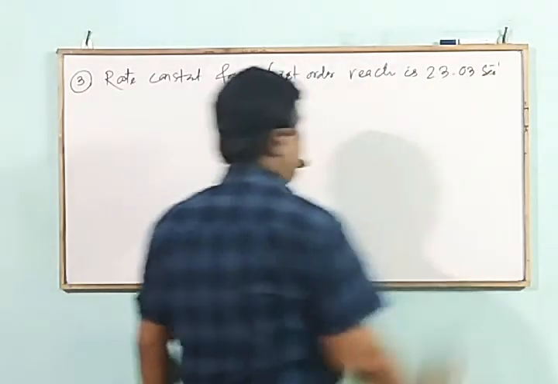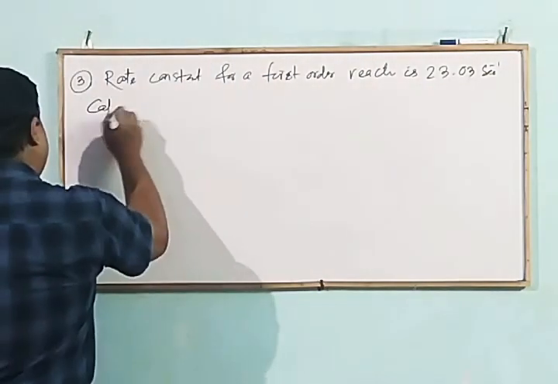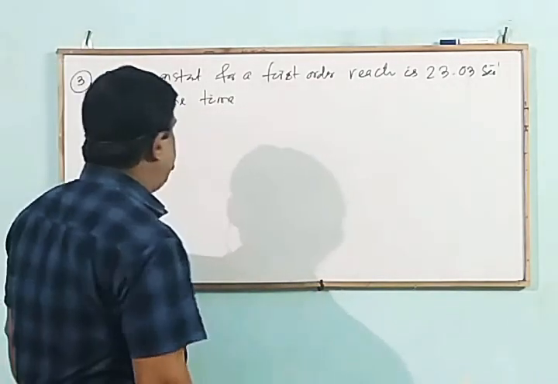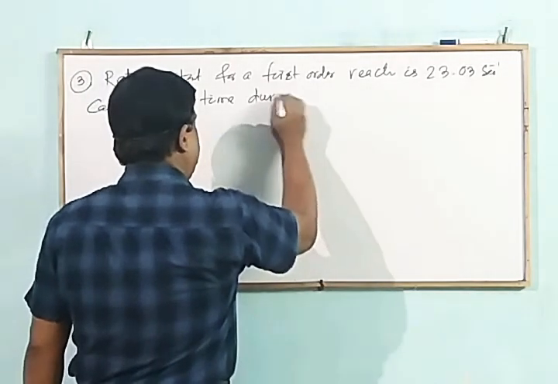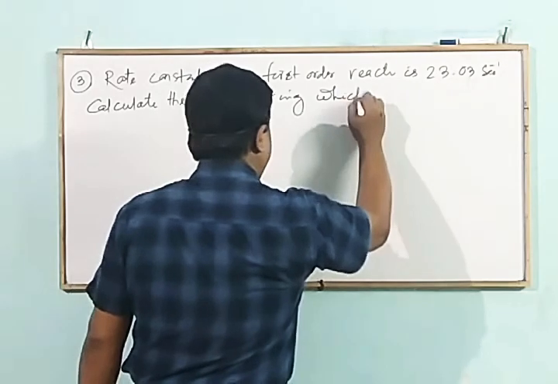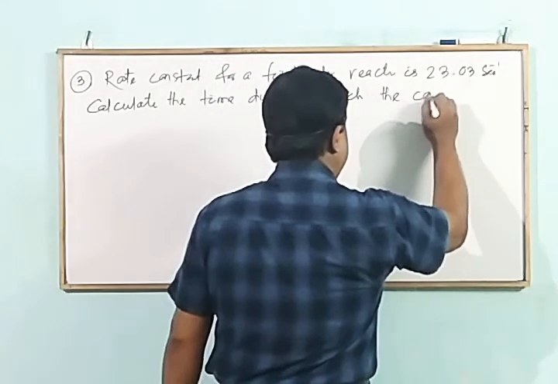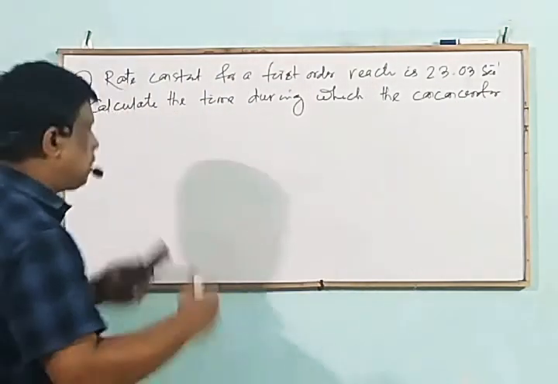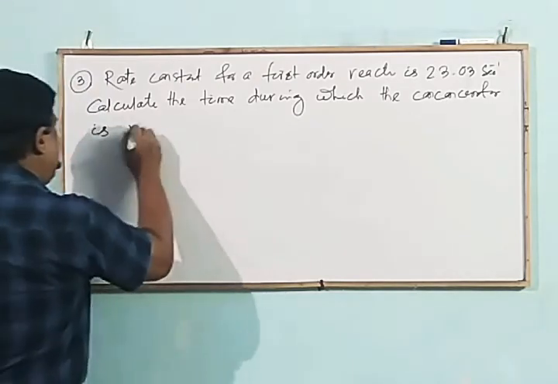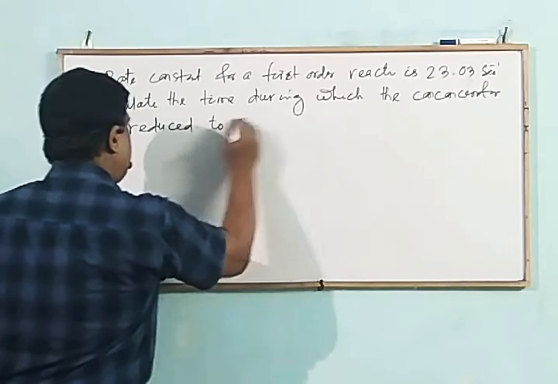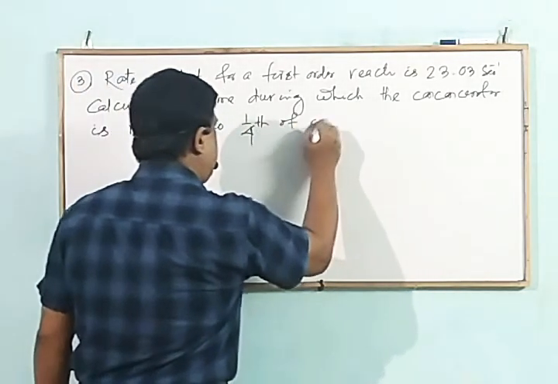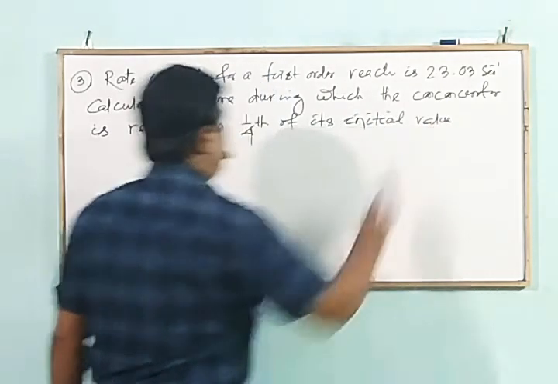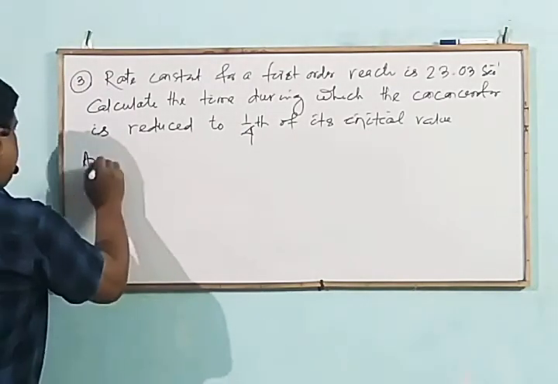K is 23.03 second inverse. Then calculate the time required during which the concentration or the fraction of substance is reduced to 1 by 4th of its initial value. Mark the question.